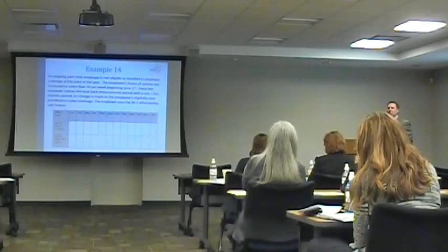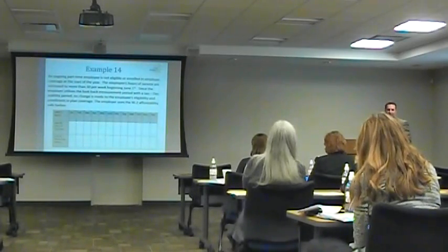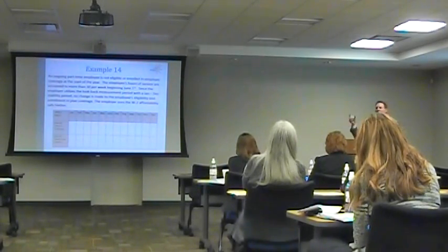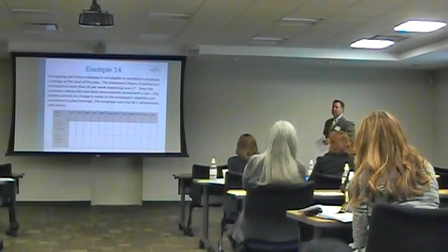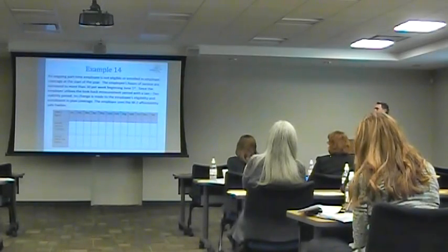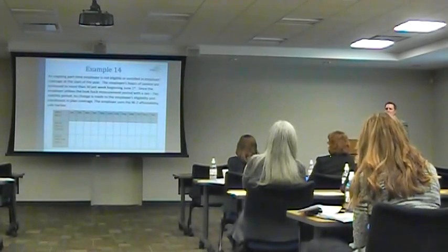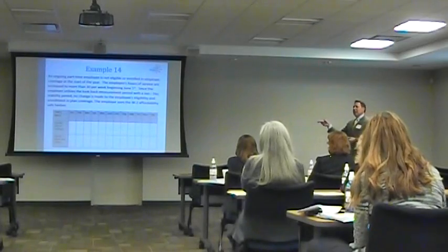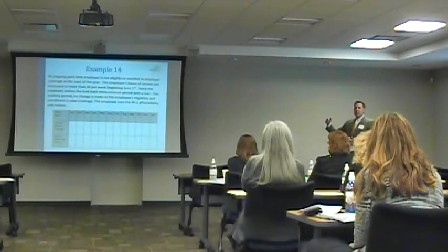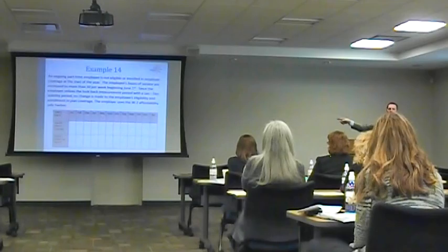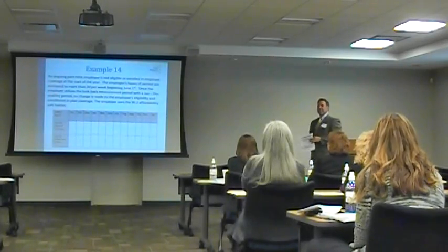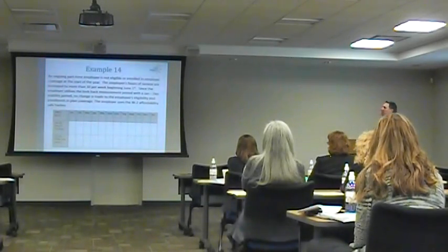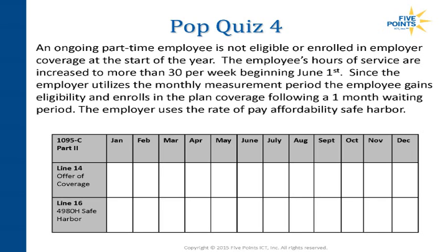I qualify in the measurement period, and I remain in that qualified status the entire stability period, either full-time or part-time, for every month, regardless of the number of hours I work. The next stability period will be determined by that next measurement period. So this goes for the 1095-C. It also goes for the 1094-C. If I'm part-time the entire year, I never count that employee in column B in the 1094-C as a full-time employee. All right? Pop quiz number 4.